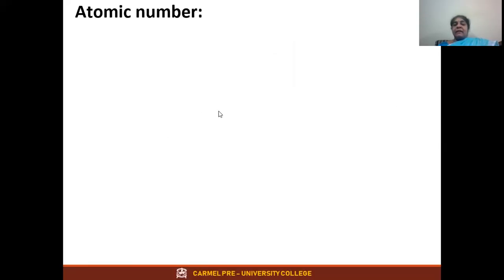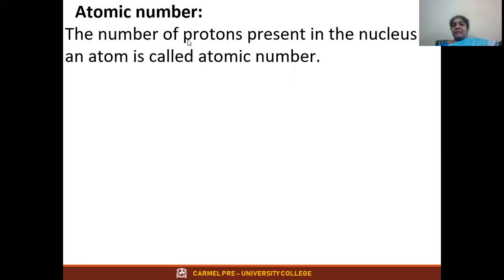Next. Very, very important part we need to understand now. We finished with the fundamental particles. We understood protons, we understood electrons, we understood neutrons. We got to know the discovery of those three particles. Now the next term, actually, I'll call this a term. The next term you need to know in the chapter of structure of atom is this: atomic number.